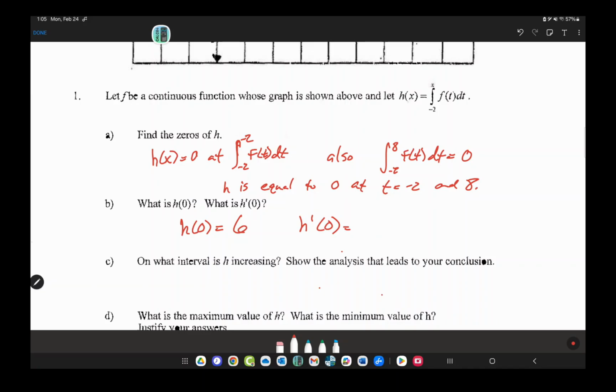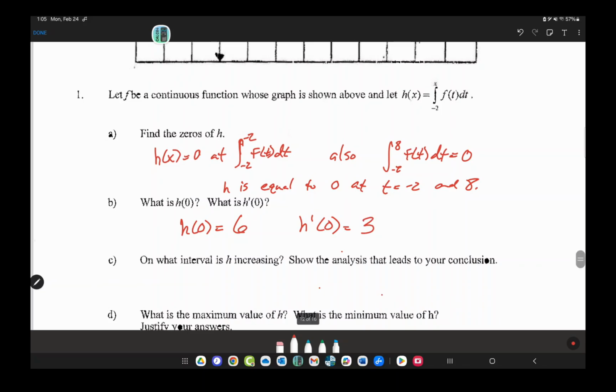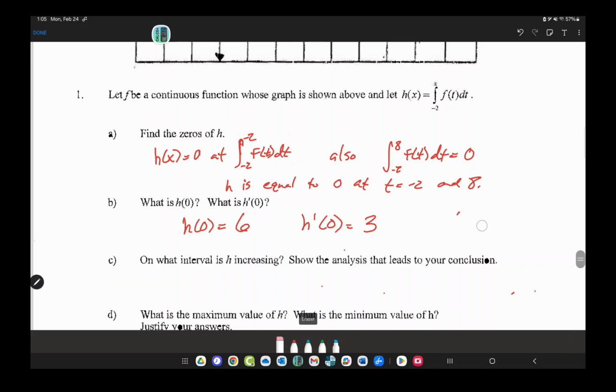H prime of 0 would be the rate of change between 0 and 6. So it's a constant rate of change, which is what? 3. Okay. Again, you can just kind of think of it as slope. We went from 6 minus 0 over 0 minus -2 was our actual values. So that gave me 6 over 2, which is 3. Right, or you can just average the area.